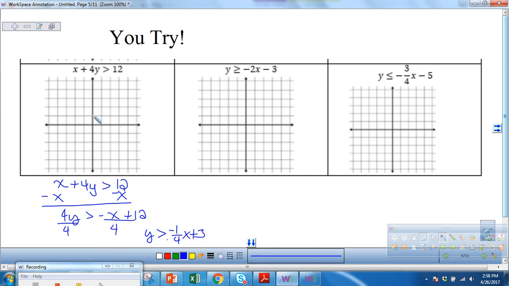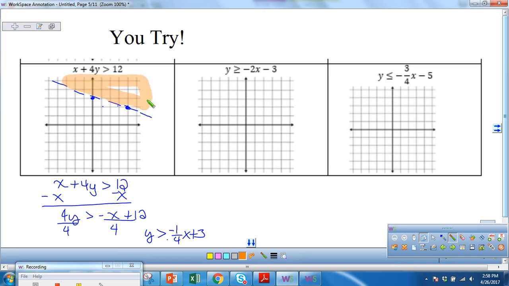So I'm going to start at 3. 1, 2, 3. I'm going to go up. Is it negative? It's negative. So I go down 1 and to the right 4. 1, 2, 3, 4. It's a dashed line because it's just greater than. It's not greater than or equal to. And I graph it. It's greater than, so I'm going to shade above the line. And it looks like this. Everything above that line is part of the solution.